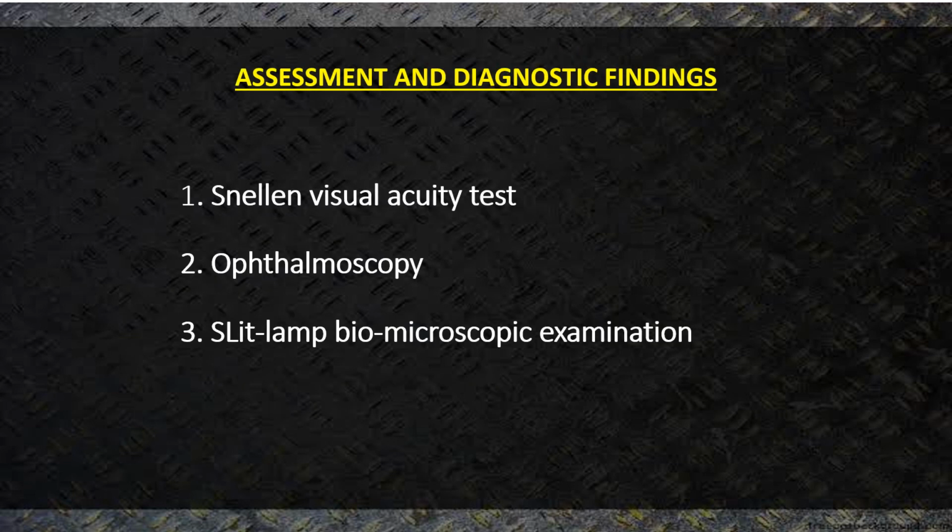The kind of assessment we do for diagnostic findings: yes, we do the history taking and physical examination. Then we also go for Snellen visual acuity test, ophthalmoscopy we will use, and slit lamp biomicroscopic examination will also be done. To know it in a better way, I have already uploaded a diagnostic tool for eye checkup, so you can go through that slide.